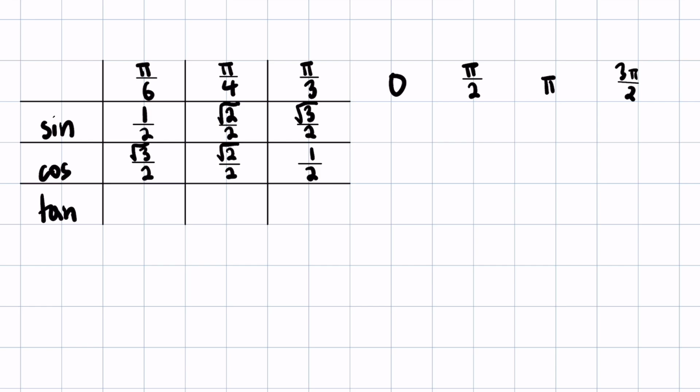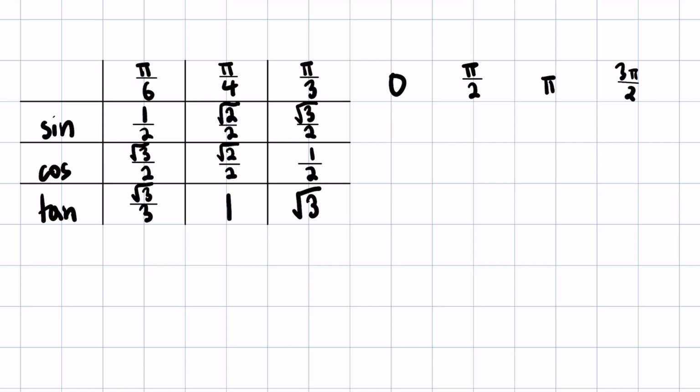So we just divide. 1 over square root of 3, that simplifies down to root 3 over 3. And then that's the same, so it divides down to 1, and then root 3 over 1 is just root 3. You can ignore the over 2's because we have the same denominator.